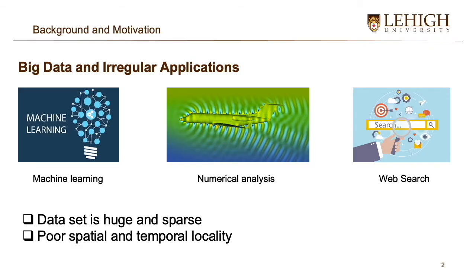Guo. As the amount of data and memory capacity increase, new algorithms and software are developed to solve problems that were insurmountable before. These big data applications such as machine learning, numerical analysis, and web search tend to use a sparse data format to avoid storing zeros. As a result, the address patterns can be data-dependent and irregular.